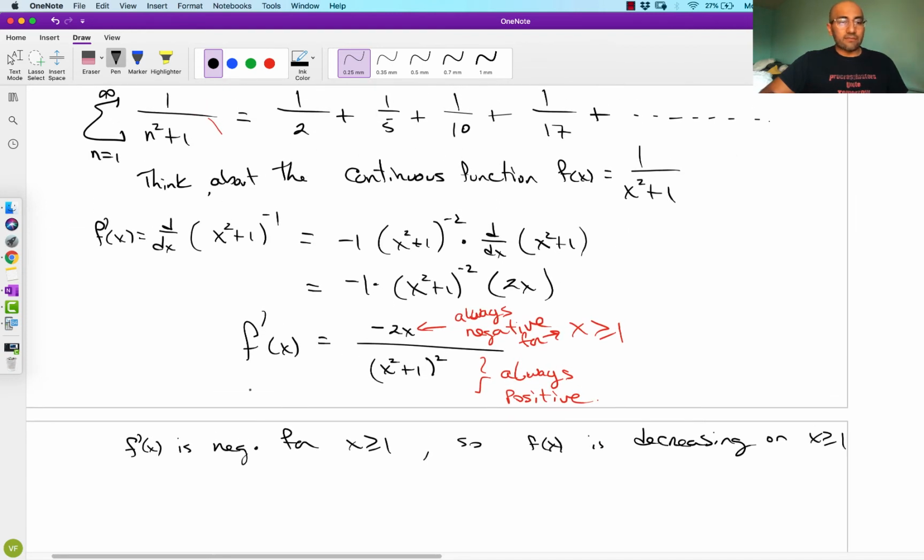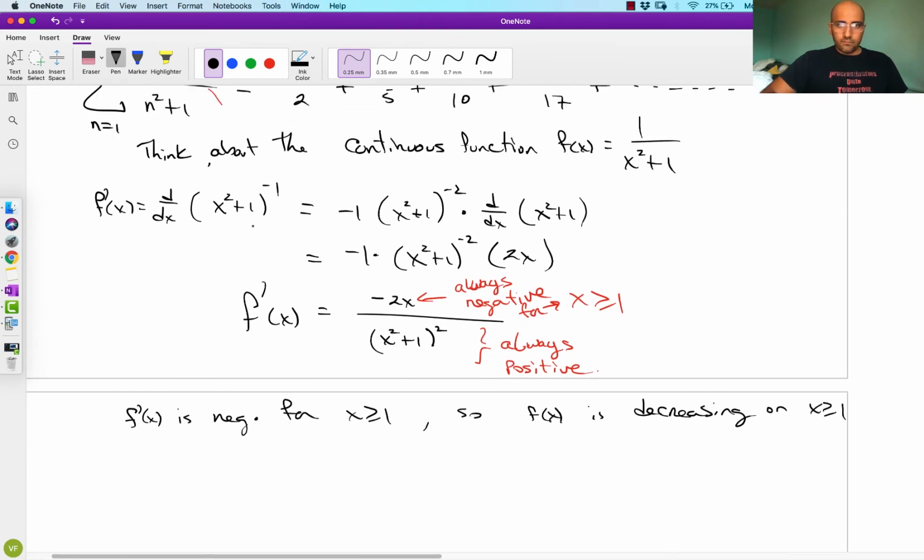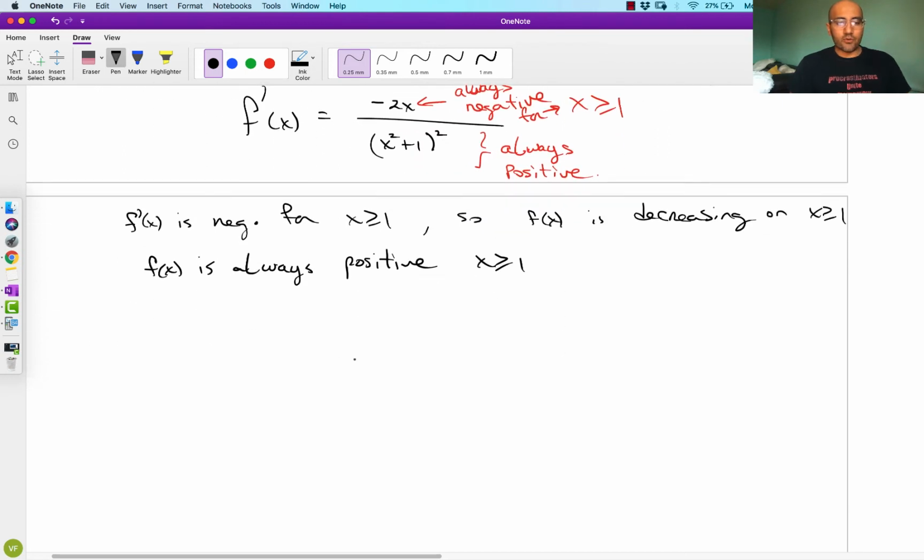Oh, it's always positive, right? So that's the other thing. f of x is always positive for x being greater than or equal to 1. Good. Okay, so now if we find the integral from 1 to infinity of 1 over x squared plus 1 dx.